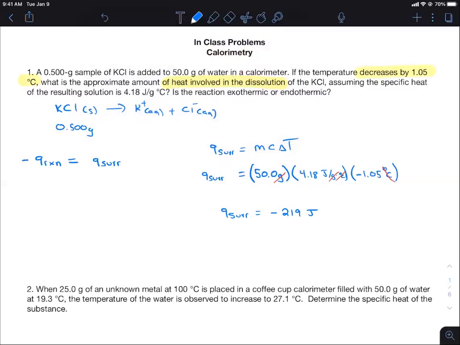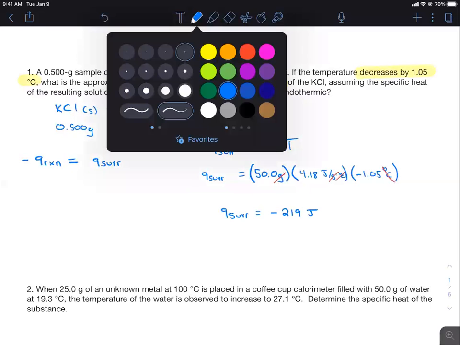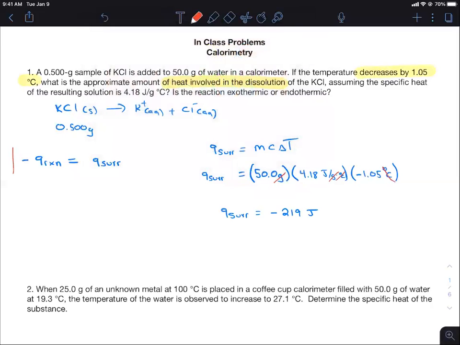Now we need to be careful when we think about this, because the question is asking about the heat of reaction. So this is where we have to go back and remember that the heat of reaction is opposite in sign but equal in magnitude to that of the surroundings. So the heat of our reaction is equal to a positive 219 joules. And that positive number means that it is an endothermic reaction.